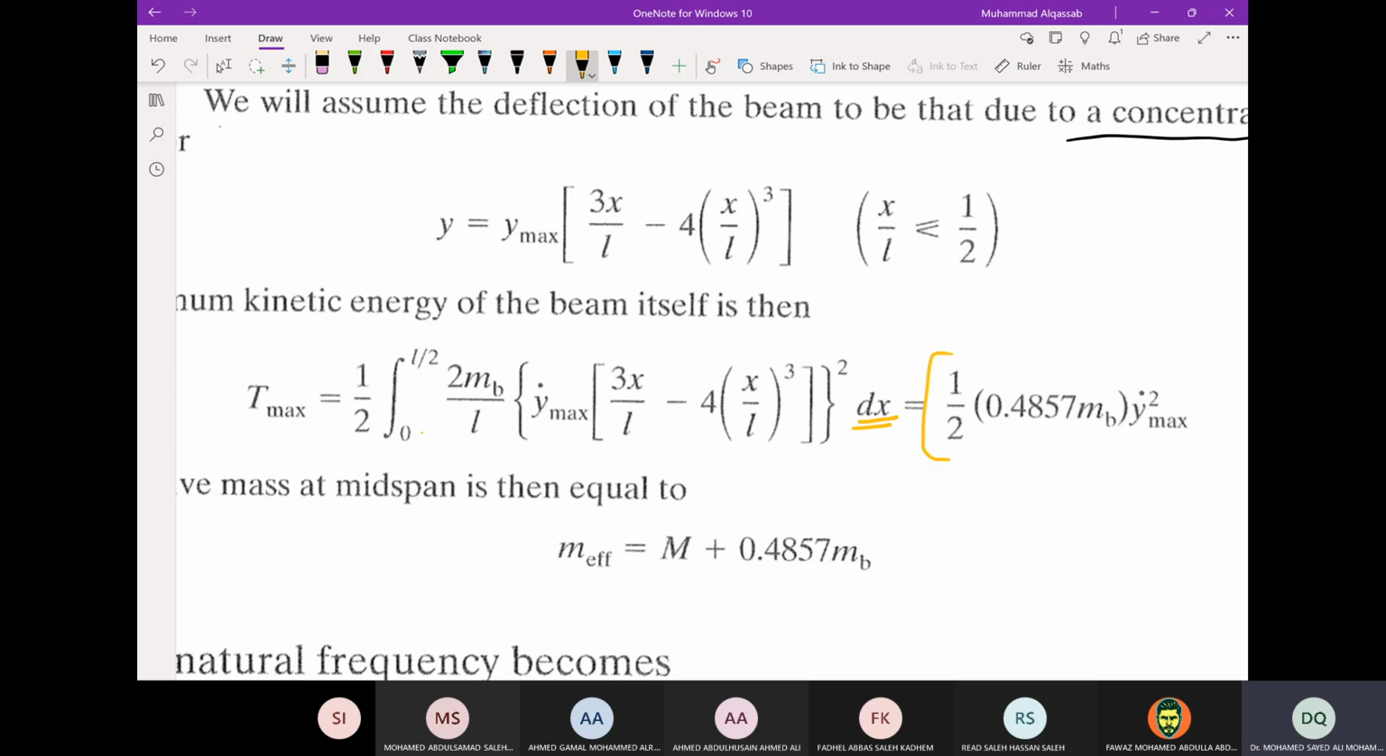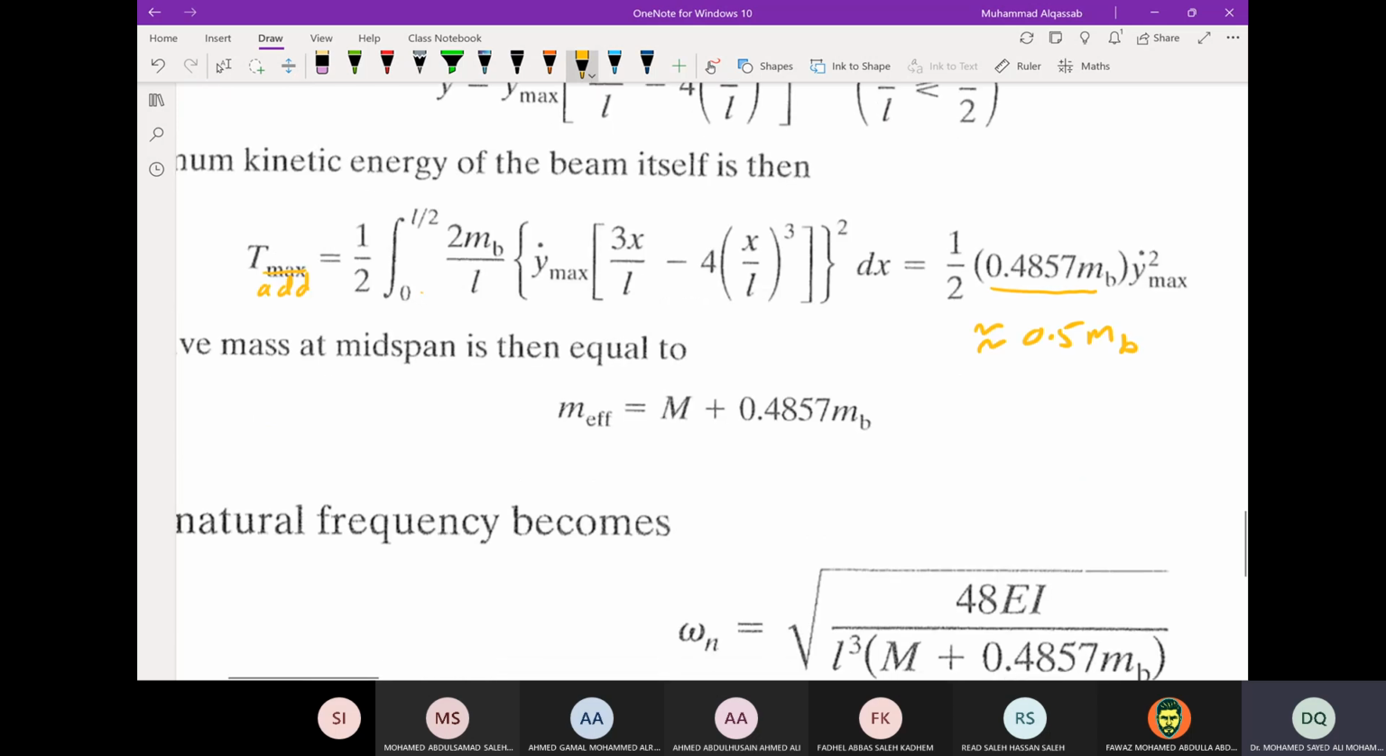So you keep the factor half, as I told you before, and you keep the coordinate velocity squared as a common factor, and then in between them is the mass to be added. Okay, this is the mass to be added. You know, this is T add. Which is equal to 0.4857 mb, which is almost half of the mass of the beam. You can say this is almost half of the mass of the beam.